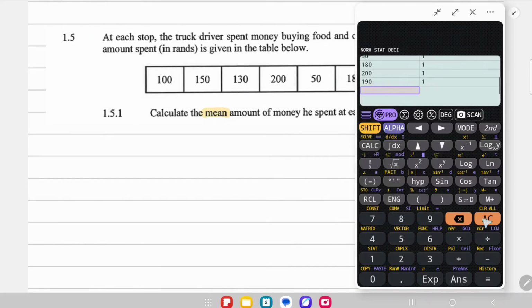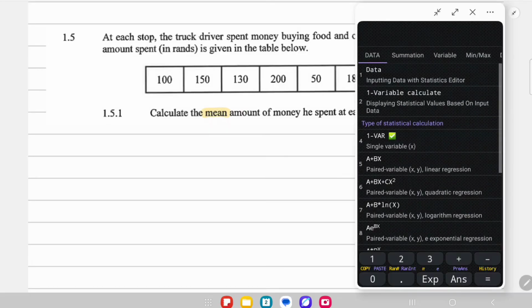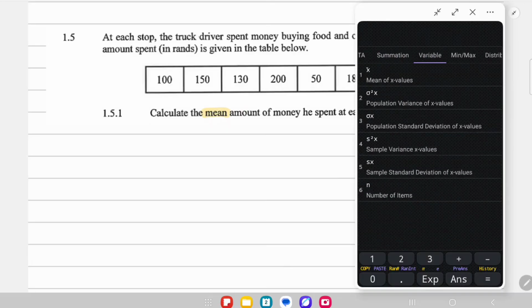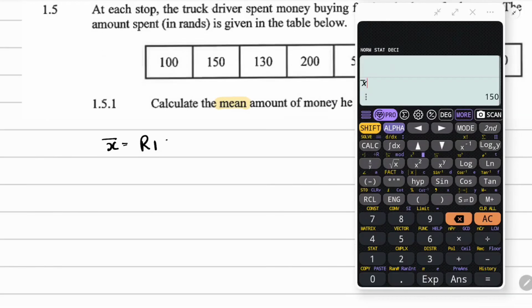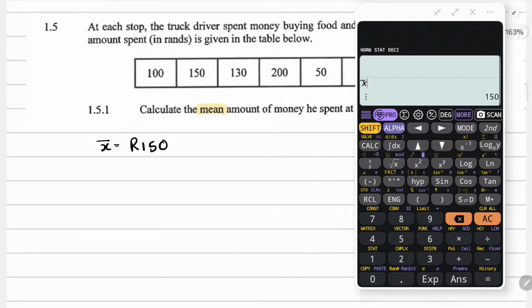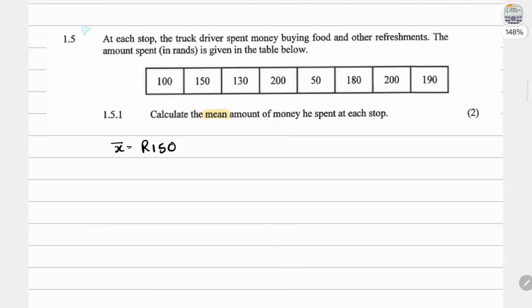Then to find the mean, we'll press AC, Shift, and 1. We'll see 5 options, but we'll go for number 4, which says VAR, for variable. Then you are going to see 4 options, and we need to find the mean of the X values, and that would look like that. So 150. There we go. And moving on to the next question.